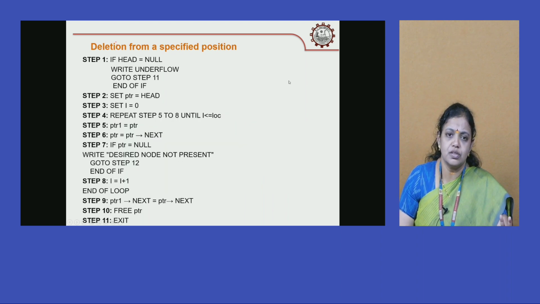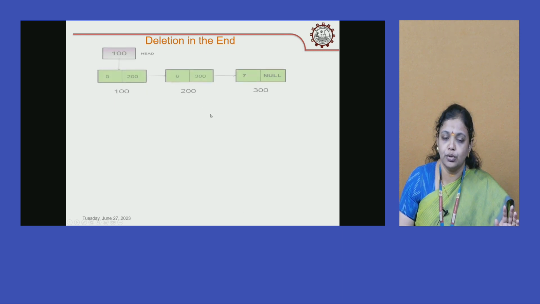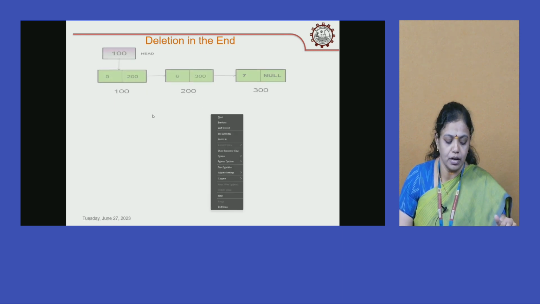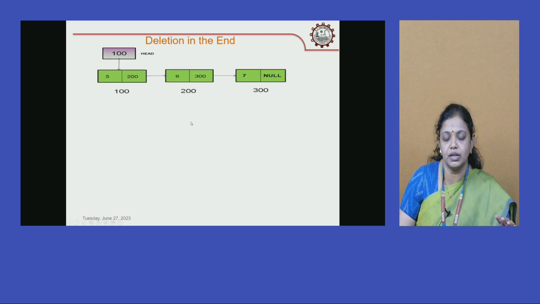So the same thing, deletion from a specified position: we are always starting from PTR is equal to head. Please see step number 2. Now we will start with head and we will start moving, and we will go up to that particular node, and then we will try to delete it, right?